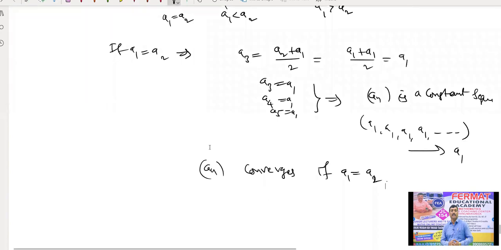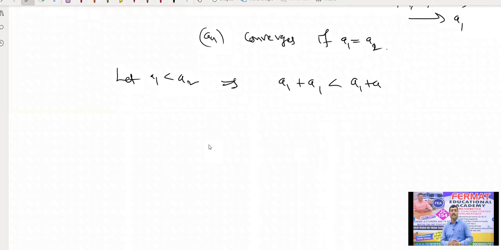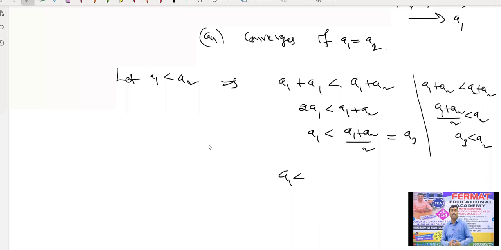So what is the next feasibility? The next case is the condition A1 less than A2. Suppose you add A1 on both sides. What you get? 2A1 is less than A1 plus A2. That means A1 is less than A1 plus A2 by 2, which is actually A3. Therefore, A1 is less than A3. Similarly, add A2 on both sides. You get A1 plus A2 less than A2 plus A2. Therefore, A1 plus A2 by 2 is always less than A2. That means A3 is less than A2. Therefore, A1 is less than A3, and A3 is less than A2, combining these two inequalities.